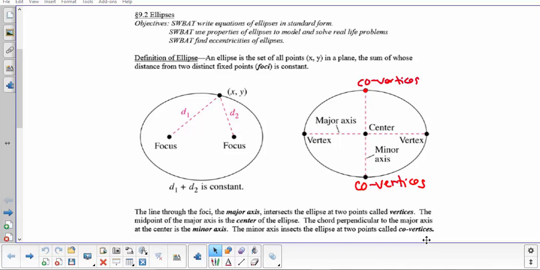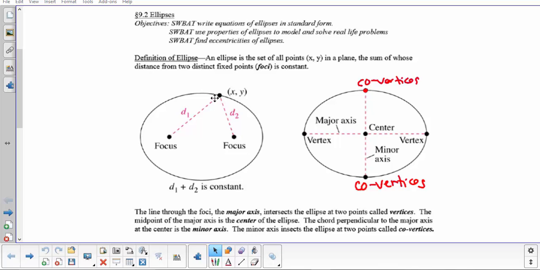So the definition of an ellipse, which I would like you to memorize, along with the definition of circle and definition of parabola from the last section. An ellipse is the set of all points (x, y) in a plane, the sum of whose distances from two distinct points, foci, is constant. So if you look at this picture here, we have an ellipse. There are two foci in the middle, and if we take this D1 and D2 and add it together, it will be the same no matter where we go around the ellipse.